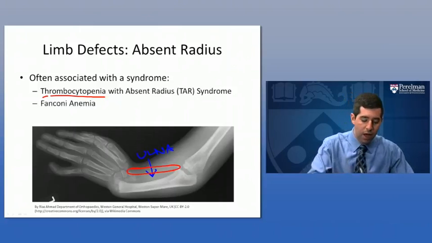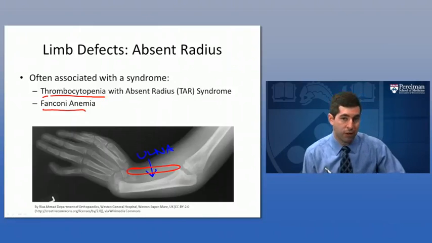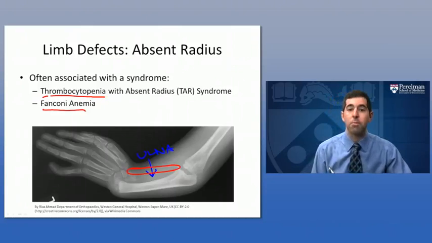Fanconi anemia is something that also can be associated with an absent radius. Anemia refers to a low red blood cell count. So these are patients who often their bone marrow has been impacted and they have difficulty with formation of red blood cells.